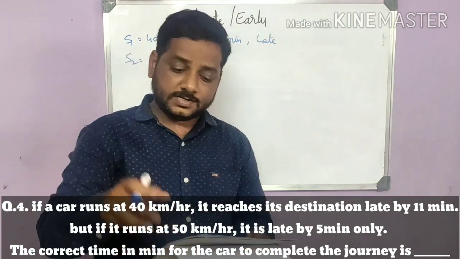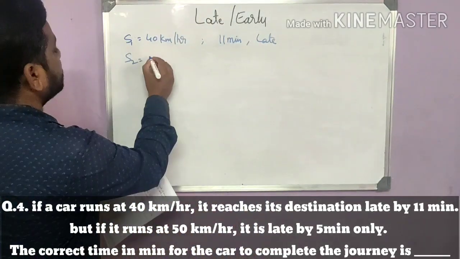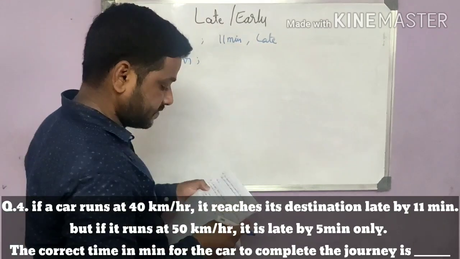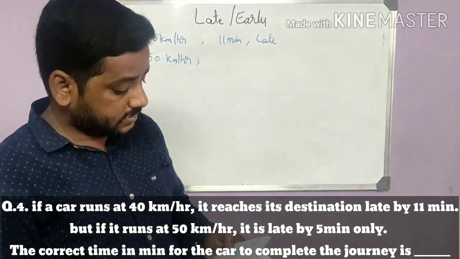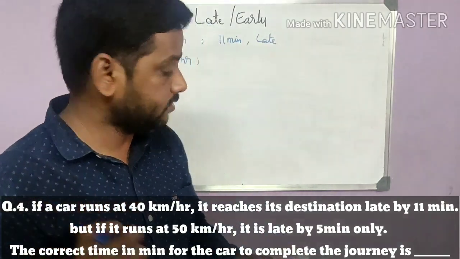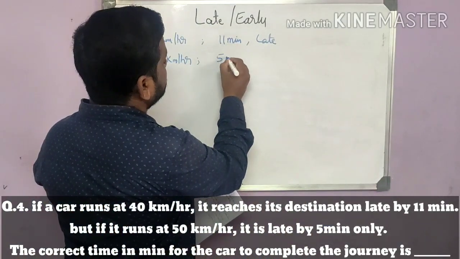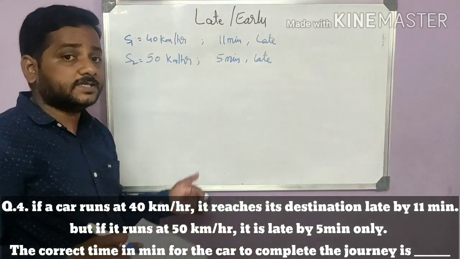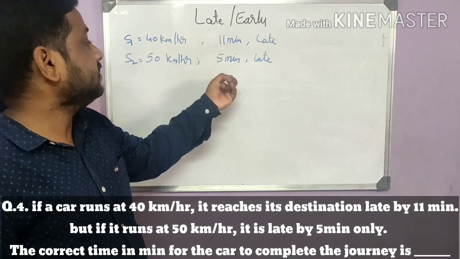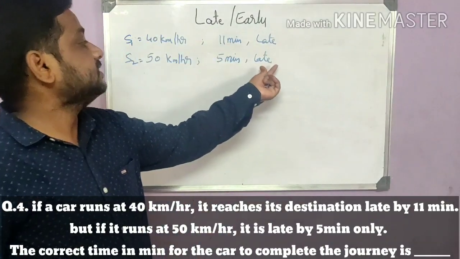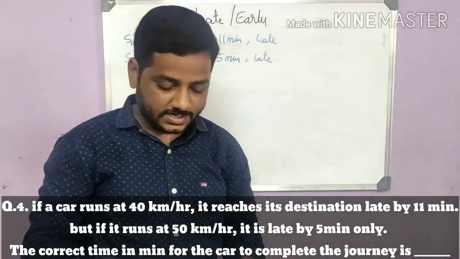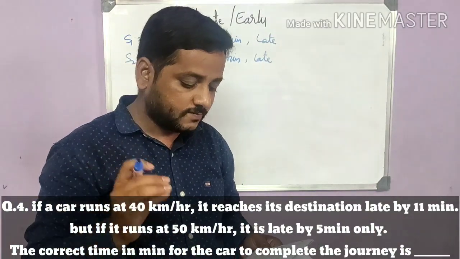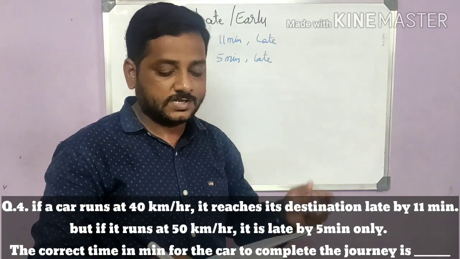Now, if it runs at 50 km per hour, the second speed is 50. If it runs at 50 km per hour, it is late by 5 minutes only. So in both cases it is late, but the time duration is different. If the speed is increased to 50 km per hour, it reaches the destination 5 minutes late. The correct time in minutes for the car to complete the journey is dash.